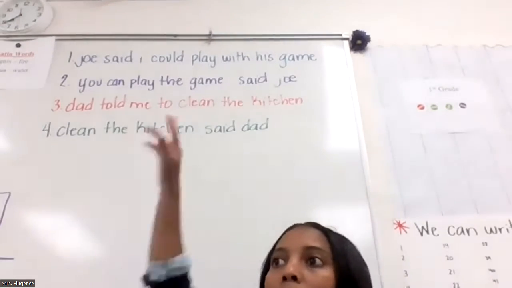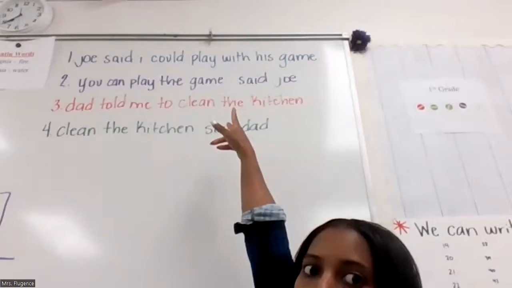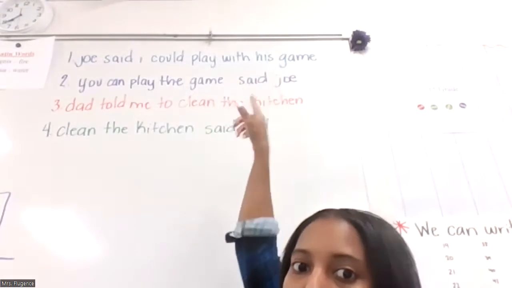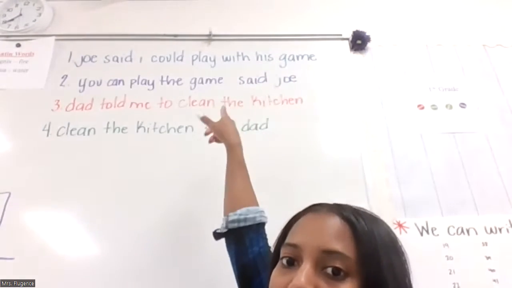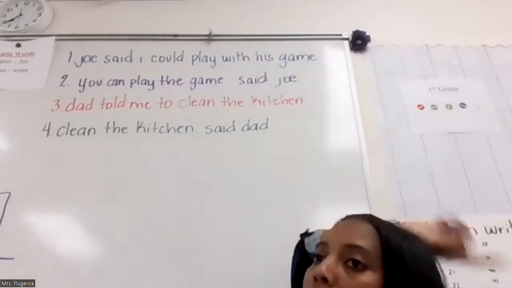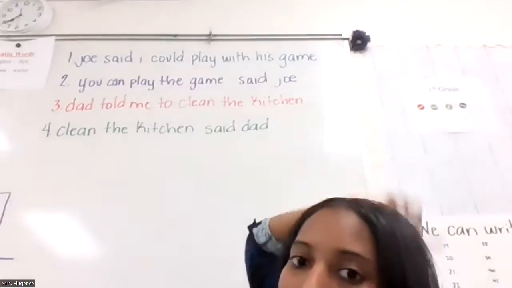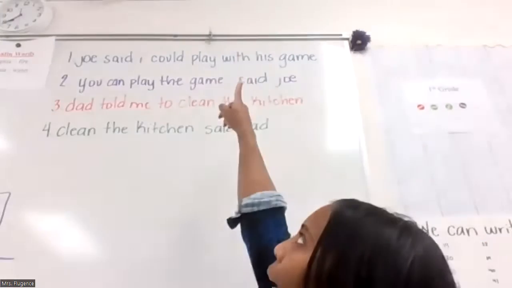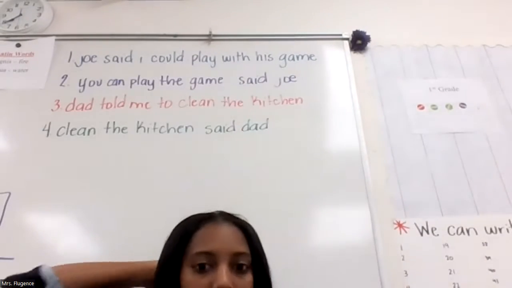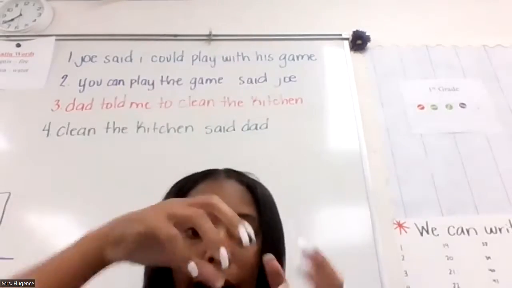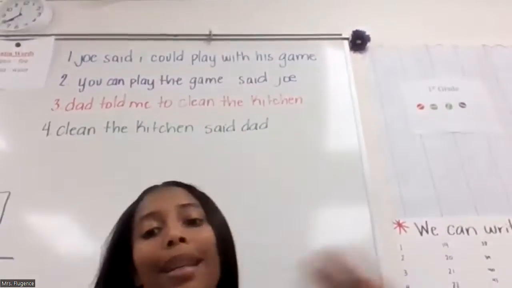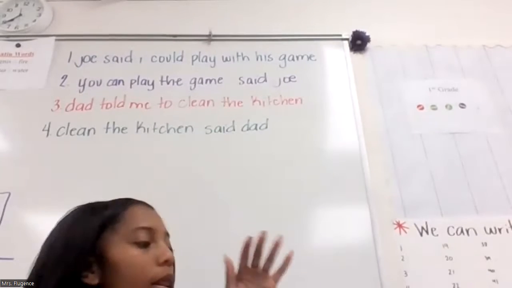So do you see that number one and number two are the same thing? Just different. Number one was the indirect, and number two is the direct quote that Joe said. So Joe said, you can play the game, said Joe. Then when we repeated what Joe said, that was number one. Joe said I could play with his game. See that? That's how it works. That's how you'll change an indirect to direct or a direct into indirect. So go ahead and write number two correctly. This is a direct quotation, so we need quotation marks.